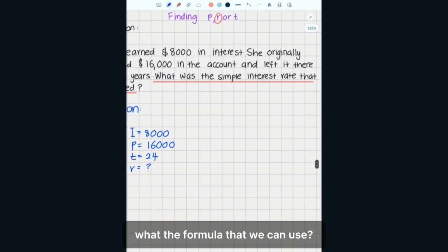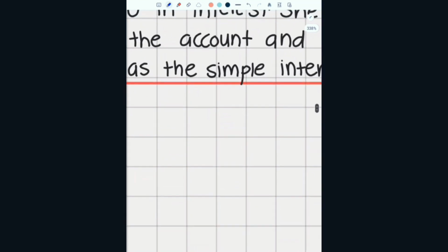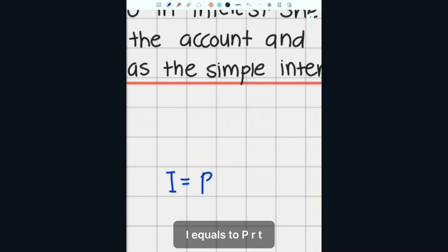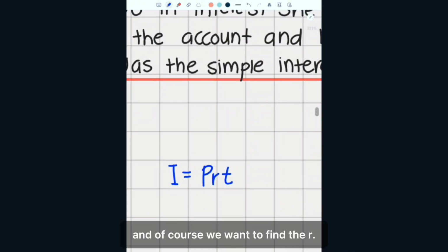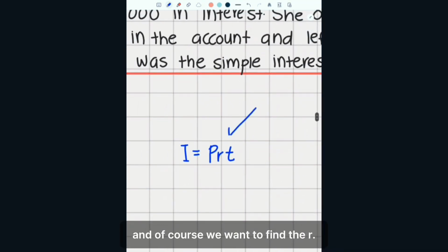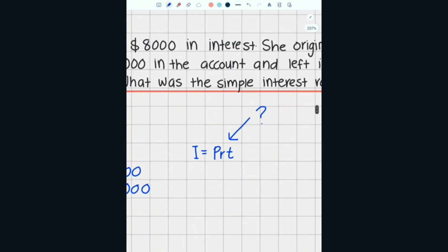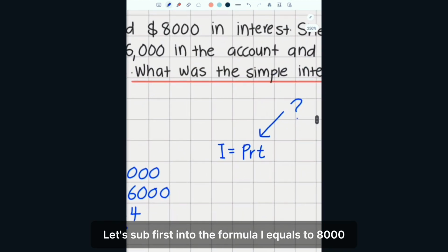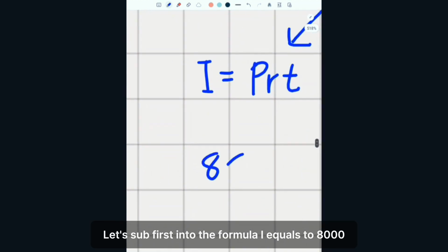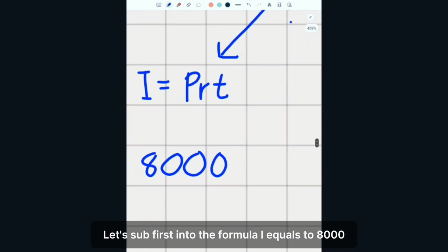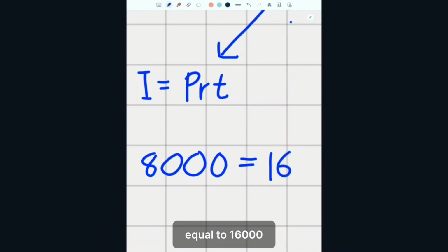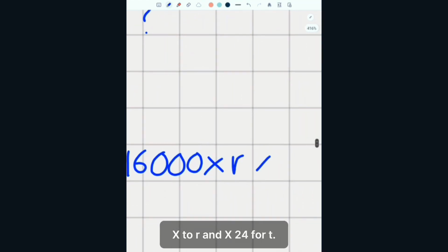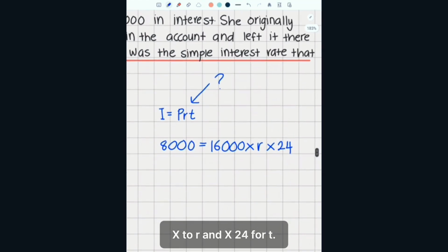In this question, what formula can we use? This is the formula that we can use to solve this question: I equals PRT, and of course, we want to find R. Let's start putting in the formula. I equals 8,000, equals 16,000 times R times 24 for T.